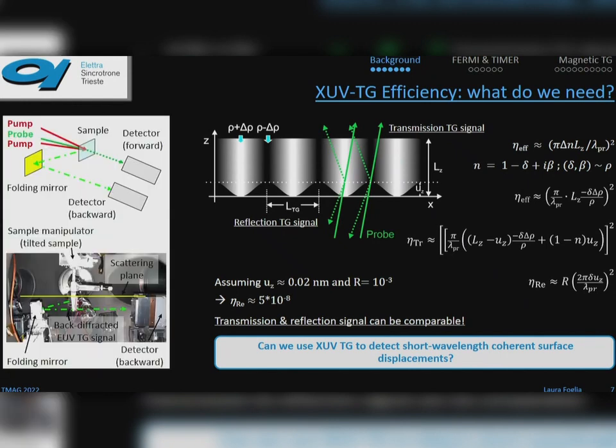And on top of that, back diffracted signal allows us, for the first time in the XUV, to measure something that does not have to be transparent or super thin, which is a very big step forward when we want to measure magnetic systems. So we now have what we need. We need to find the source.